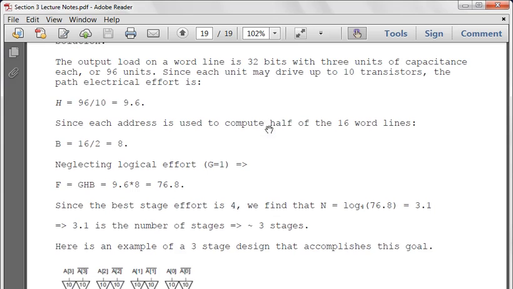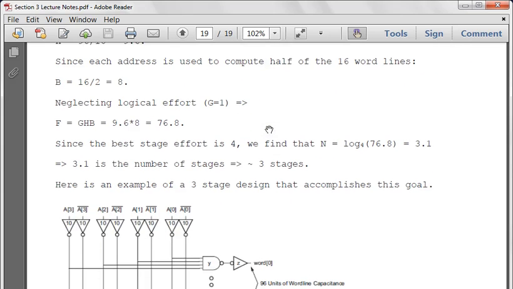This is the end of the chapter, but I do want to show you an example of a 3-stage design that actually does this. So 96 units of word line capacitance, it splits them up for A equals 0, 1, 2, 3, all the way down. So A0, A0 bar, A1, A1 bar, A2, A2 bar, A3, A3 bar. You see they both go into these NAND gates. They drive an inverter. So word 0 through word 15 just becomes their 16 bits. So we have 1, 2, 3 stages. And so we're able to calculate that logical output.